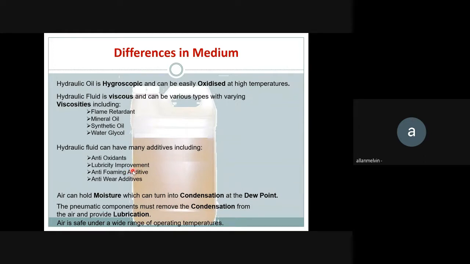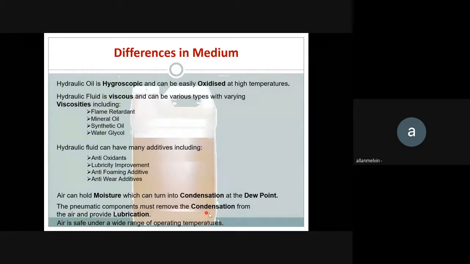The additive meaning is not necessary, but you can have it at the extra cost. It's add on lah, yani. Okay. So you also can have like anti-freezing additive. So foreign cars, especially in the cold countries, they are going to have anti-freezing additive in their oil. Okay, air can hold moisture, which can turn into condensation at the dew point. Yani untuk hydraulic, pneumatic. Okay, so when the temperature is very cold, you can hold moisture and condensation will happen. So when condensation happen, so water will be in the system, which can cause some problem.